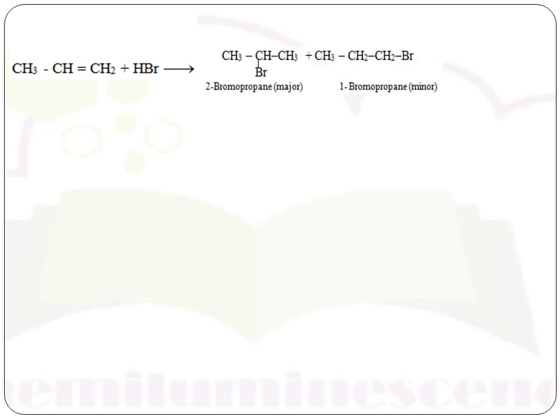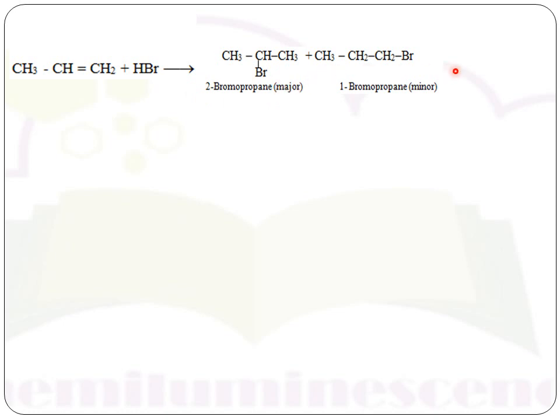These are the two products, and according to Markovnikov's rule, the first product is major. Why is it major? Because this is formed when the negative part of the reagent is attached to that carbon which carries less number of hydrogen atoms. Here in the reactant you can see this carbon is carrying less hydrogen, and that's why the product formed when bromine is bonded to this carbon is obtained as the major product.